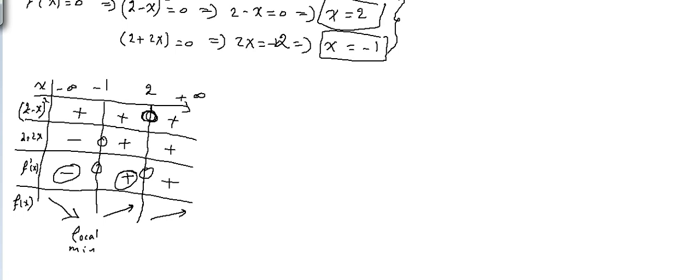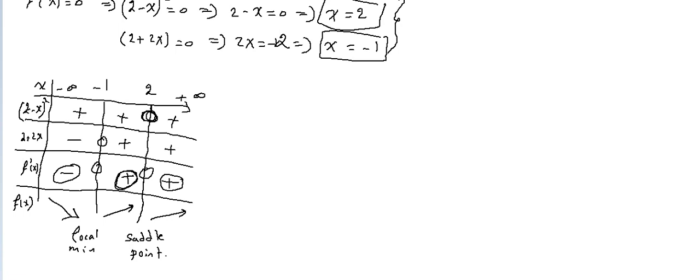And from minus 1 to 2, it's positive. From 2 to plus infinity, it's positive. It does not change its sign. Then what is it? It is a saddle point. And that's it for this one.